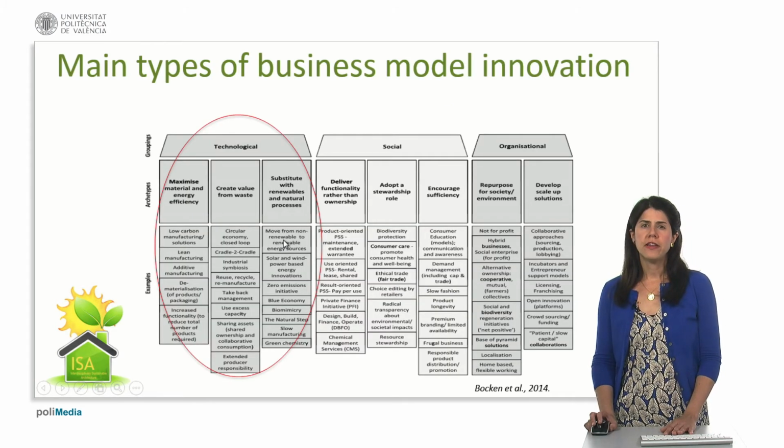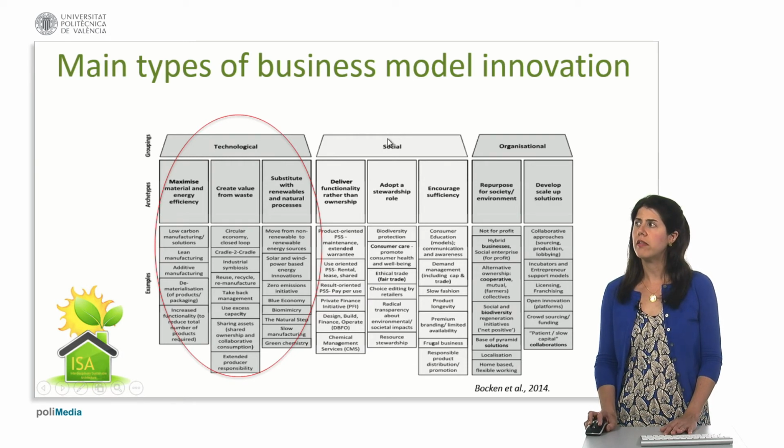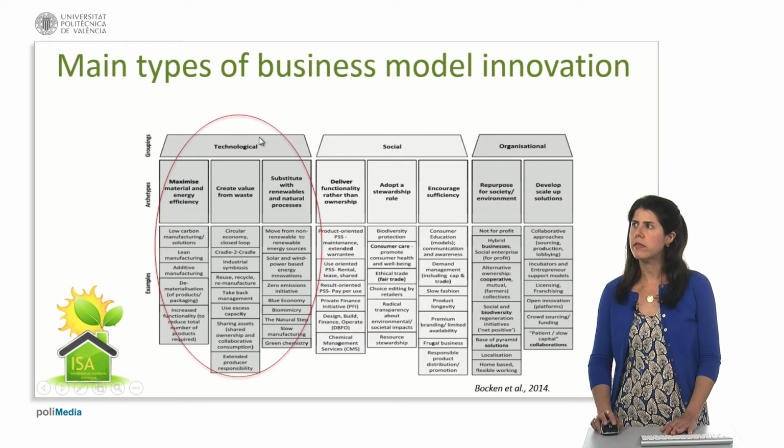Trying to identify the different business models that have already been built, we can group them into three main categories: the technological, social, and organizational ones. We would like to focus our attention on the technological ones. So we can split those into three main archetypes.